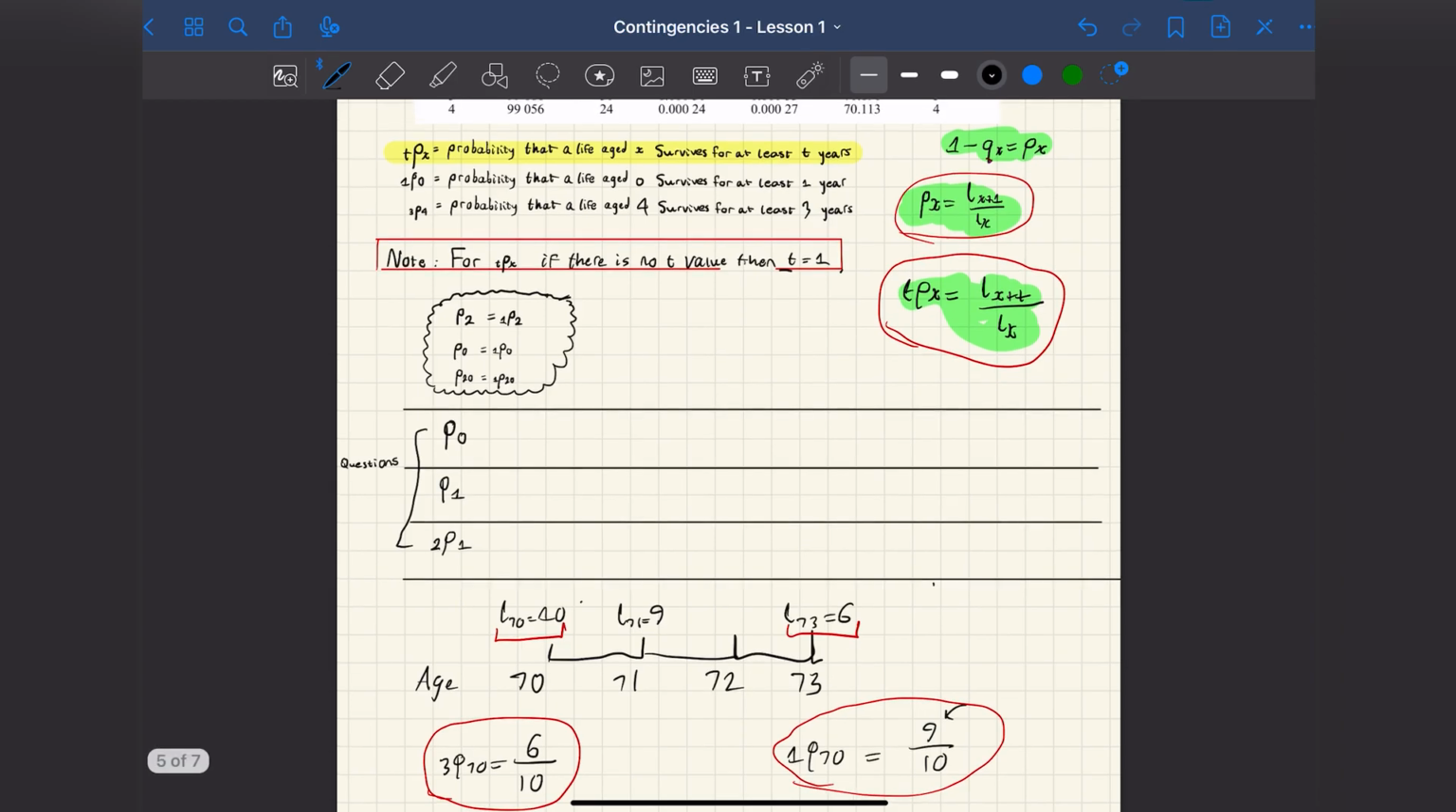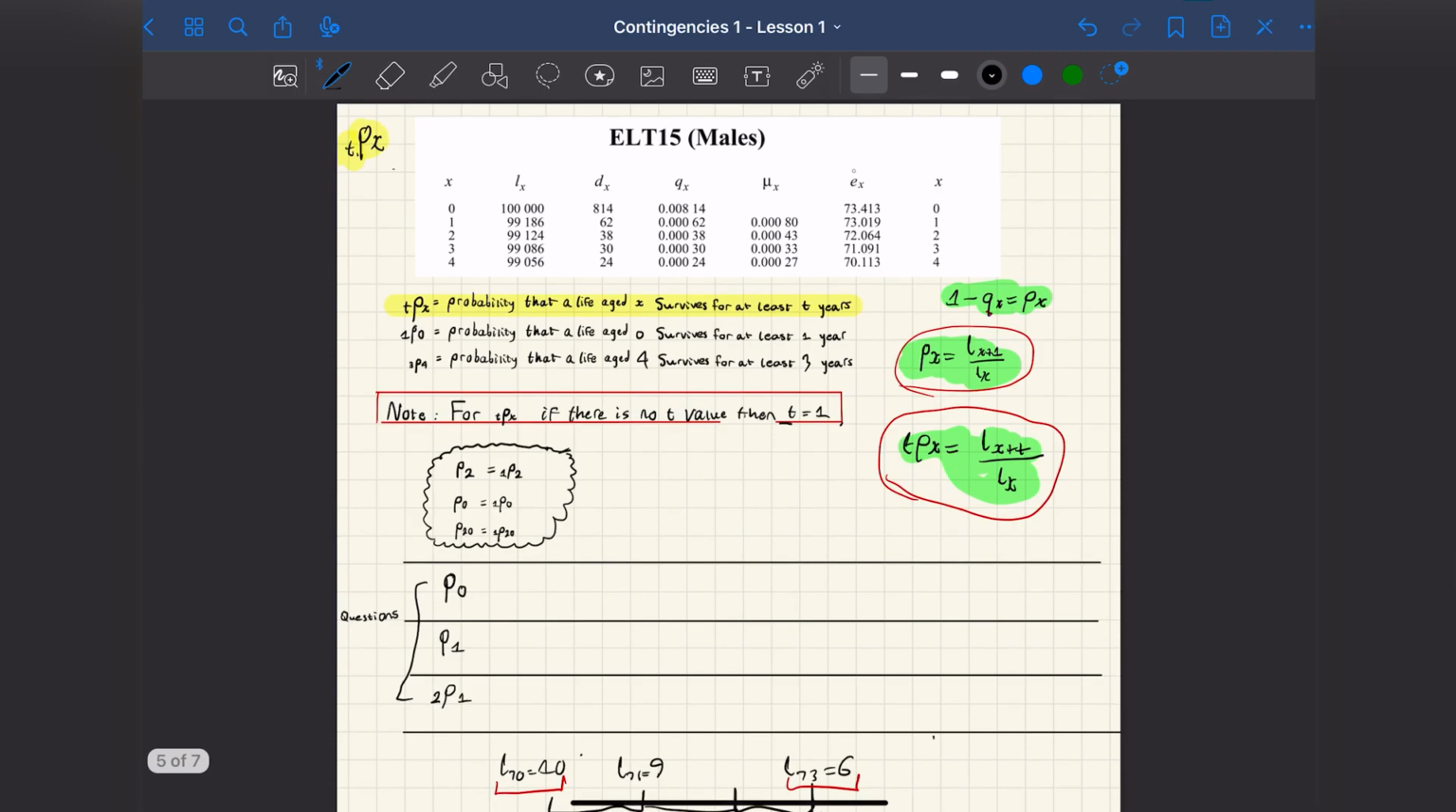We're now going to be going over some questions. So see if you can calculate these values here using data from this life table. So pause the video. But I'm now going to be going over how to calculate them. P0, again, there's no t value, so t is 1. And the way that we find this is just doing the count after 1 year. So the count here, which is L1, over the count at age 0. So L1 over L0, which is 99,186 over 100,000, which is 0.99186. We'll call that method 1.